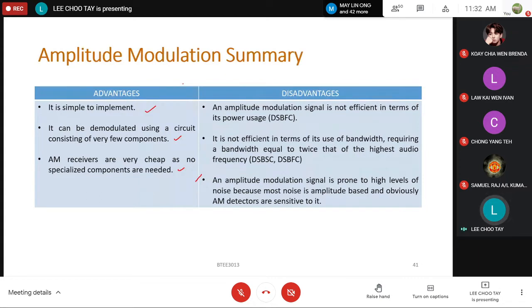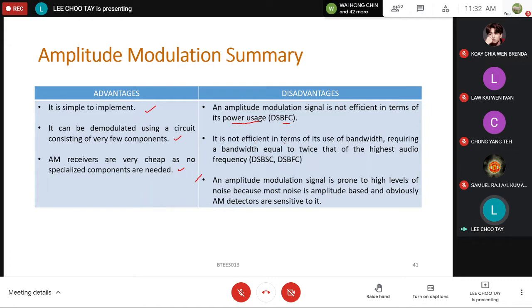Disadvantages of the amplitude modulation technique. We have seen that as far as power is concerned, it's not efficient, especially in a double sideband full carrier, all right? We actually spend at least 67% of the power to transmit the carrier along, all right?